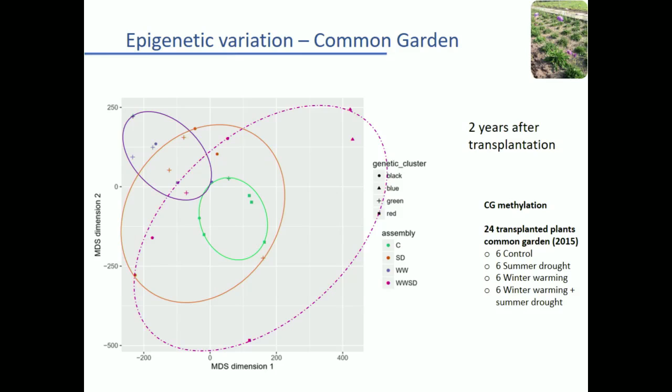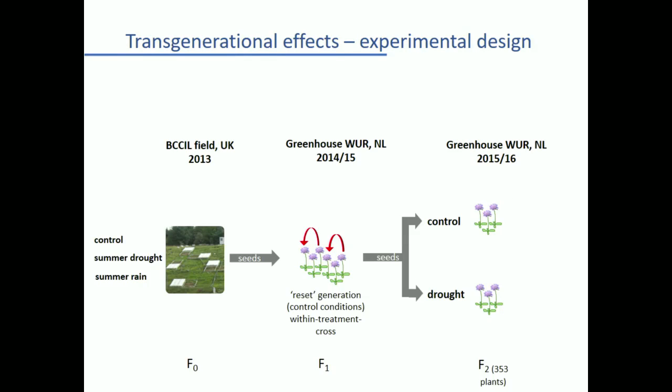So now that we know that these phenotypic differences and epigenetic differences that we observe in the field site remain stable in the common garden, that of course does not tell you anything about adaptation. So to test that, we set up a parallel experiment to test for the effects of adaptation and whether epigenetics could be involved in that.